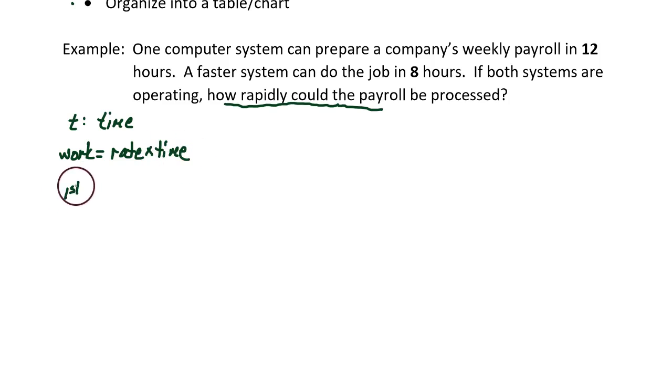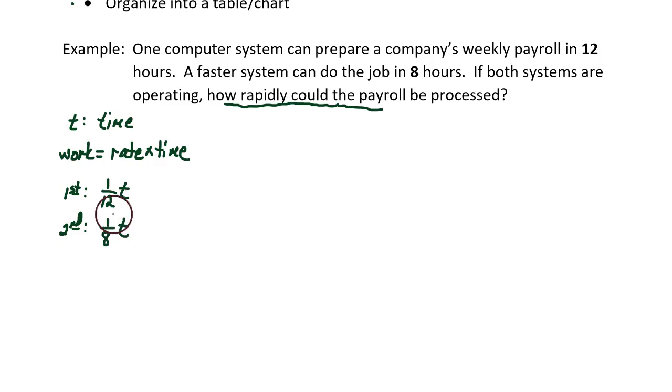The first computer system, the slower system, can complete 1/12 of the job in 1 hour. So its rate is 1/12. And the time that it works is t. The second computer system, the faster system, can complete 1/8 of the payroll job in an hour. And its time is t.